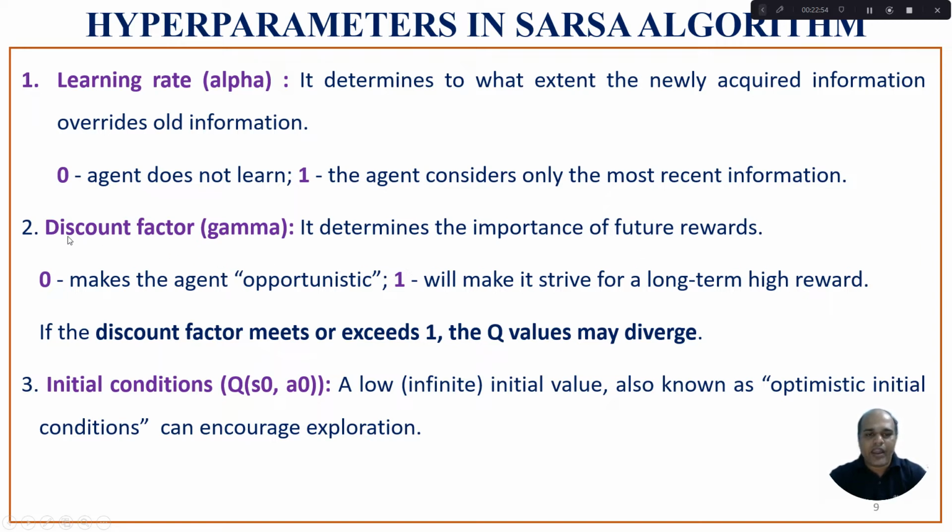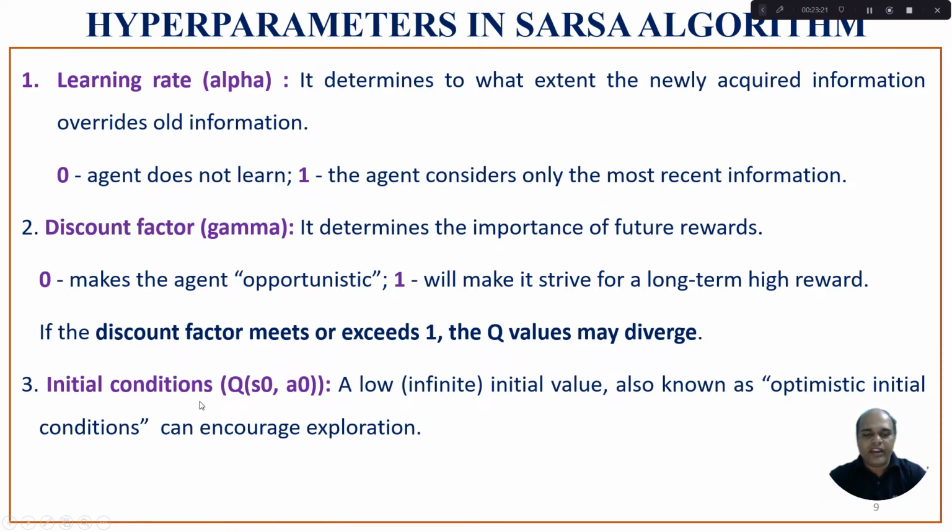Then the second parameter is the discount factor, which is also called gamma. It determines the importance of future rewards. Okay, whether my future rewards are important or not, that will be determined by this discount factor. So 0 makes the agent opportunistic, whereas 1 will make the agent aim for long-term high rewards.